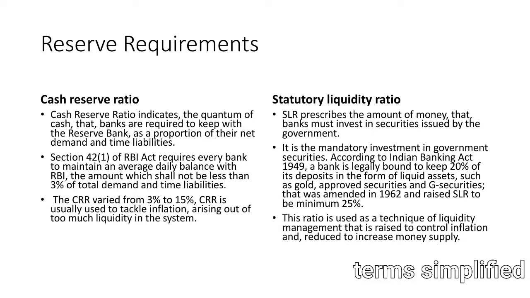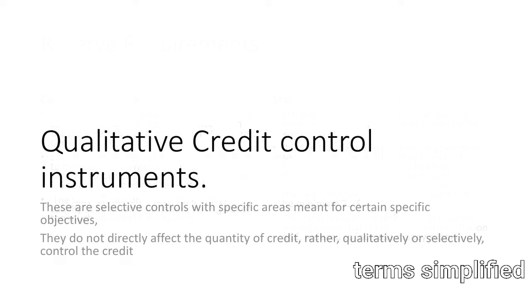That was amended in 1962 and raised SLR to a minimum of 25%. This ratio is used as a technique of liquidity management that is raised to control inflation and reduced to increase money supply. SLR reached its peak of 38.5% in April 1992, that is reduced to 25% in a phased manner.